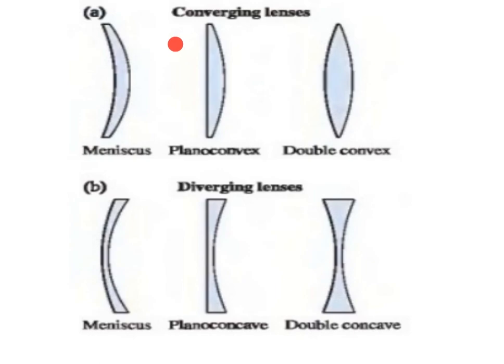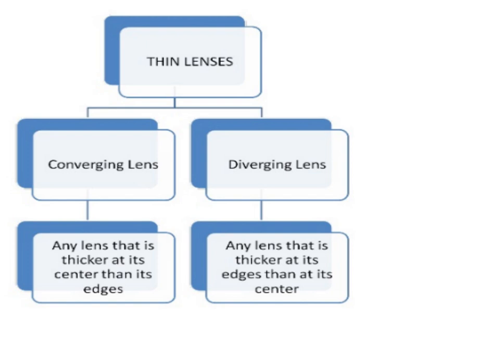So these are some converging lenses and diverging lenses. In converging lenses, the types are meniscus, plano-convex and double convex. And in diverging lenses, there are also meniscus, plano-concave and double concave. These are the lenses.